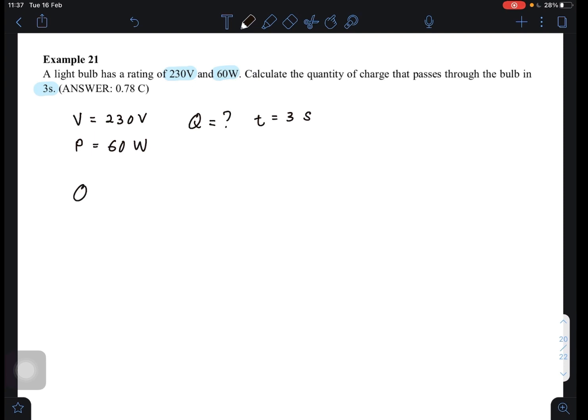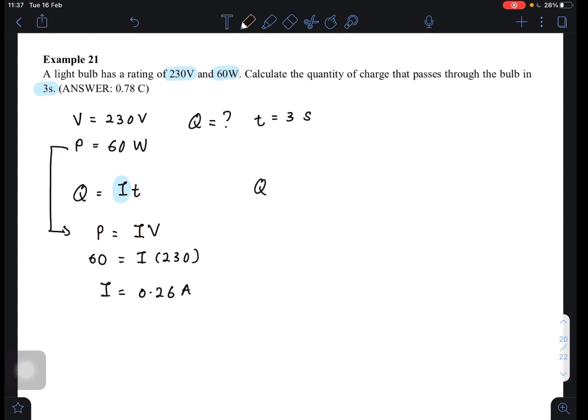Okay, so Q is equal to IT. So in order to find Q, we need to find the I first. So since here we have the value for power, the power formula is P equals I times V, right? So we can actually find the current first. So power is 60 watt. I is what we want to find and times with 230 volt. So we can get the current, which is 0.26 ampere.